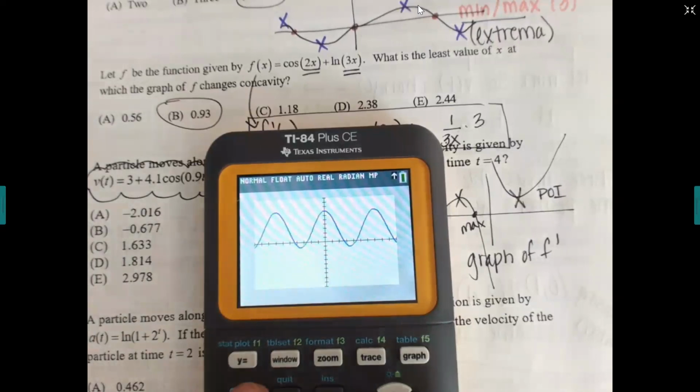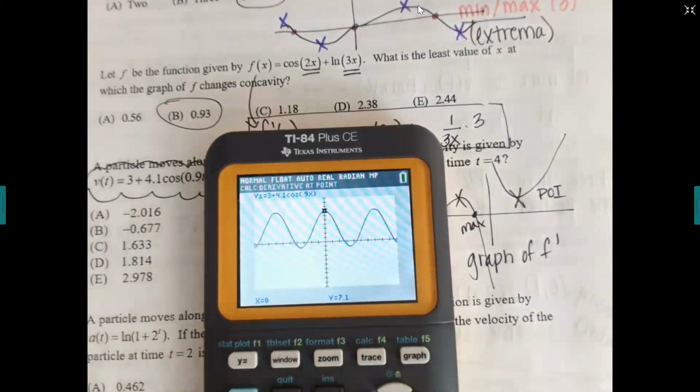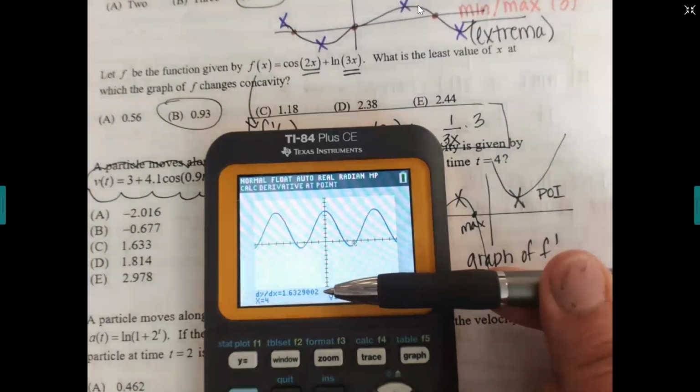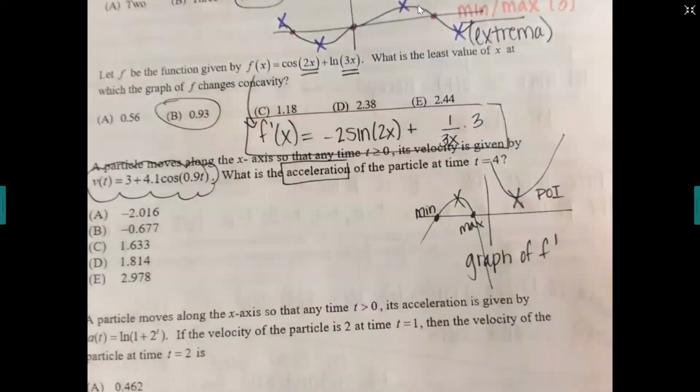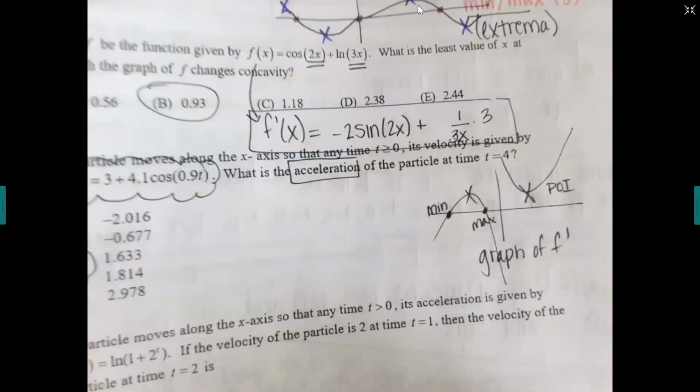So then second trace, dy dx is the slope, number 6, and then I want it at 4 and then push enter. And then I see my dy dx is... Okay, last question for today.